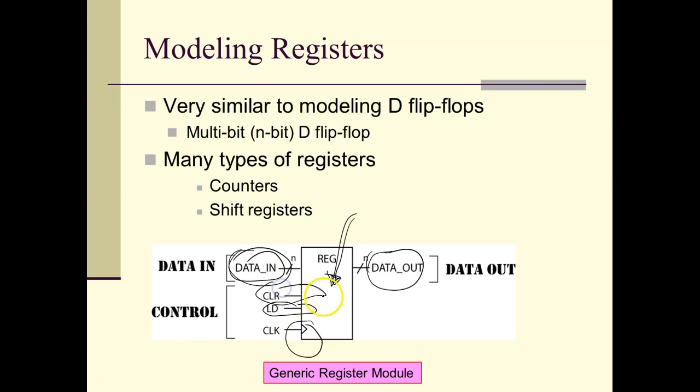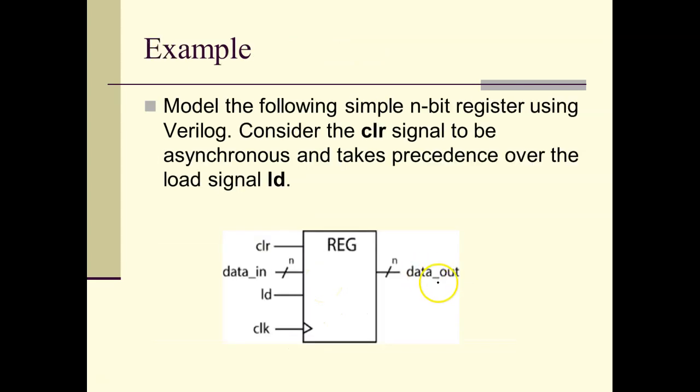So this is a clear signal. Many registers have clear signals. It's very easy to design the clear signal as either synchronous or asynchronous, but typically the load signal is a synchronous signal. So jumping right into it, what we want to do is model this simple n-bit register.